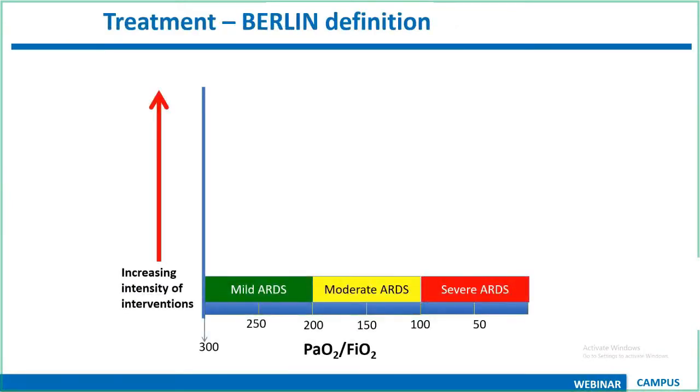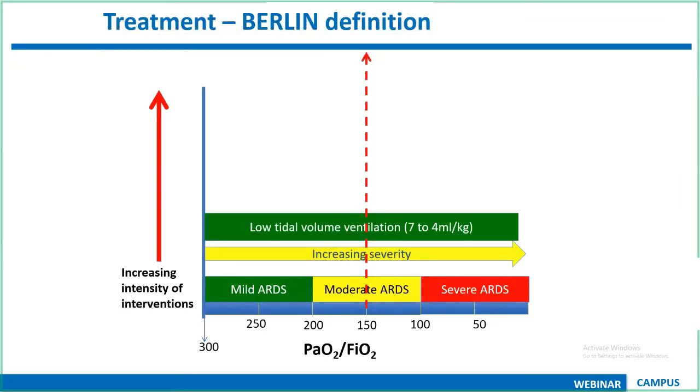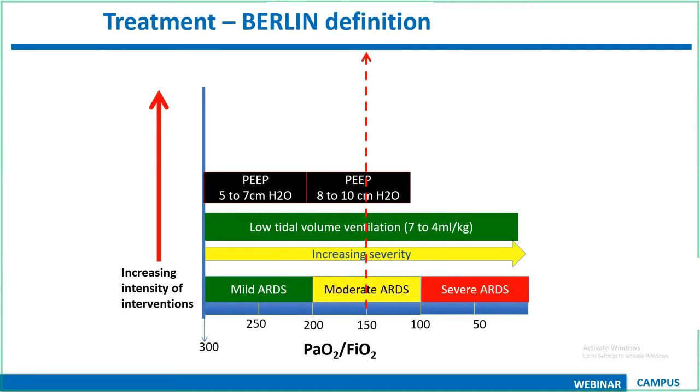This was also discussed last time. Depending on the severity, from mild to severe ARDS, for all groups we go with a low tidal volume of around 6 ml. The PEEP in mild is very low, then a moderate PEEP of around 8 to 10, and in severe ARDS we go with a high PEEP of 11 to 15. More than 15, there is no evidence.